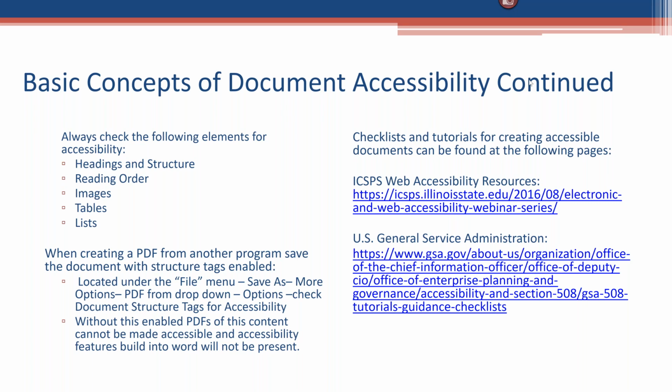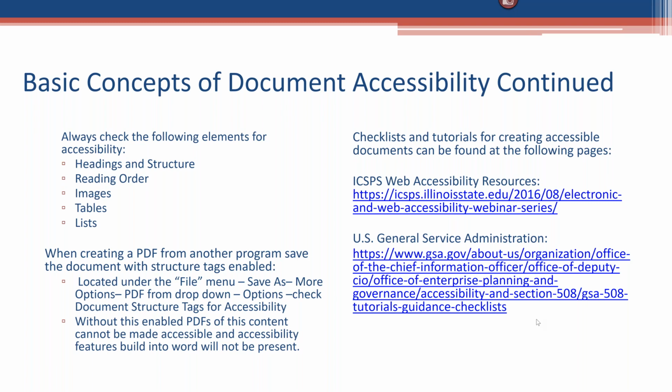Here I've listed how you can do that, at least for Microsoft products. Located under the File menu, you'll click Save As, More Options, and select PDF from the drop-down menu. Then click the Options icon and check Document Structure Tags for accessibility. Make sure that's turned on. Without that enabled, no information at all will be able to be accessed by accessible technology on PDFs. So they can't be made accessible, and anything you've built into Word or a PowerPoint, for example, any of those elements above will be erased when that document is created.